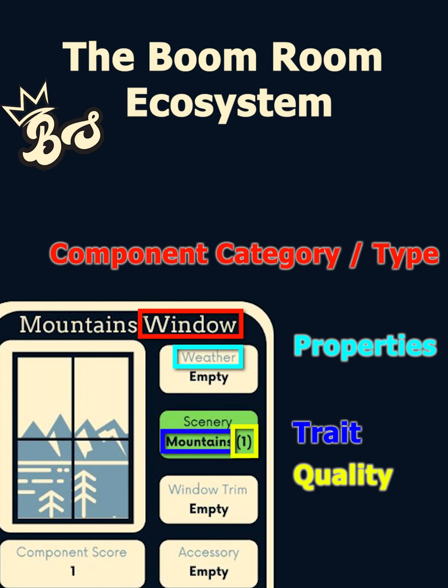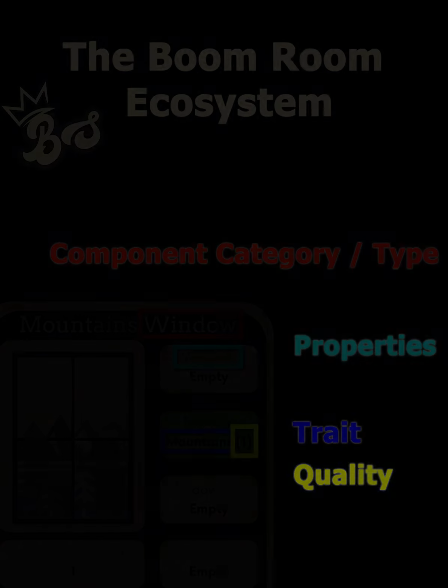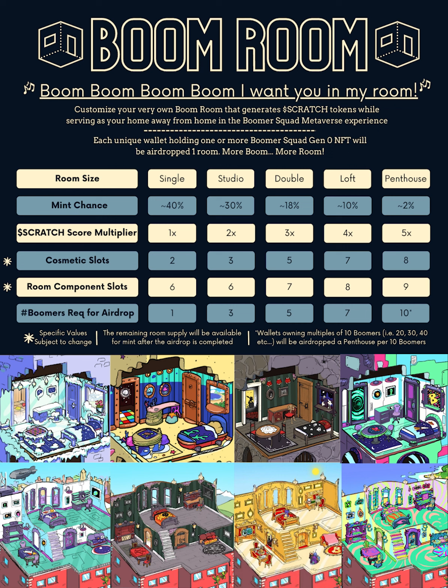This is a quick recap of what we just went over in visual form. Let's start from the beginning. The Boom Rooms. There are 5 different types of Boom Rooms. In order of quality, they are singles, studios, doubles, lofts, and penthouses.